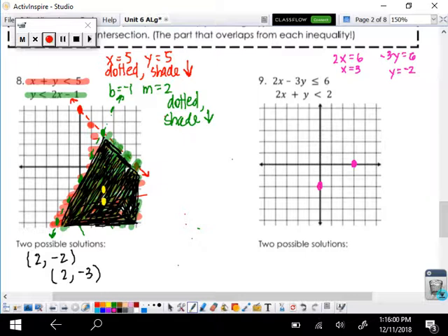If you want, it can help you. You can count the slope from here, so it's up 2 to the right 3. You can get a couple more points. And is this solid or dotted? So I see that it is equal to, so this is going to be solid.